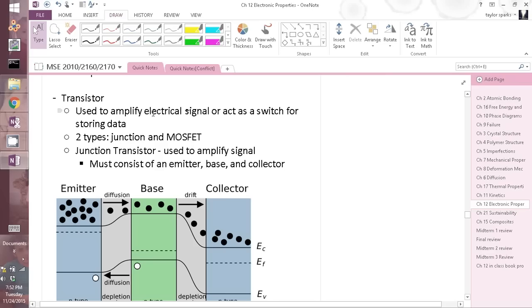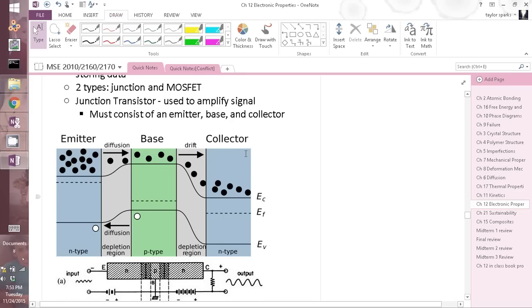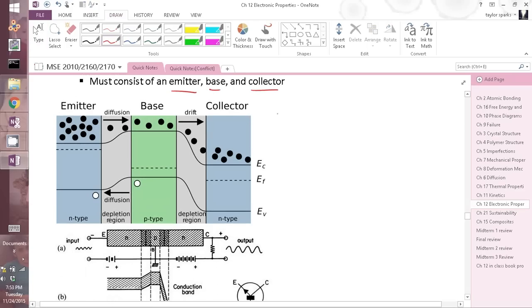And there are two different types. There's a junction transistor and a MOSFET. Let's talk about a junction transistor first. This is used to amplify a signal. Now, transistors always consist of an emitter, a base, and a collector. Emitter, base, collector. And if you look at our band diagram below, you see that the emitter, in this case, is an N-type material. It has lots of free electrons in the conduction band. Reminder that the conduction band is up here, the valence band is here, this is our band gap.